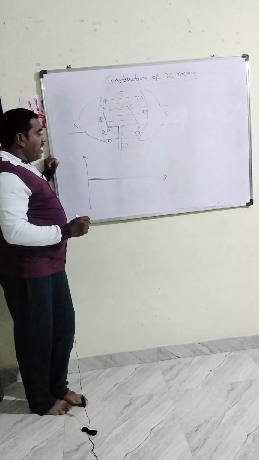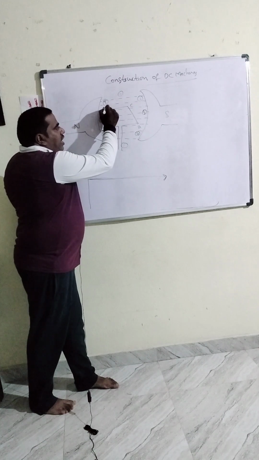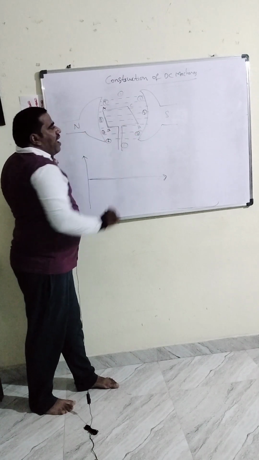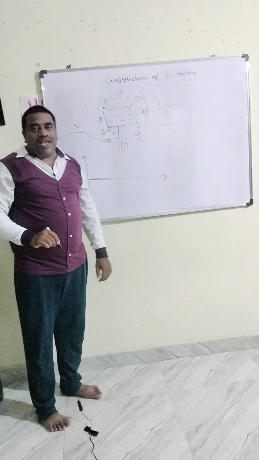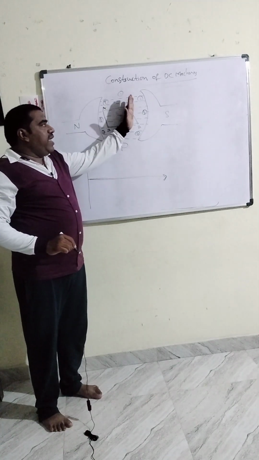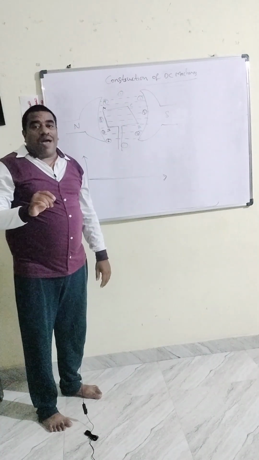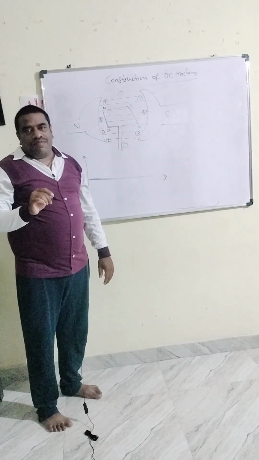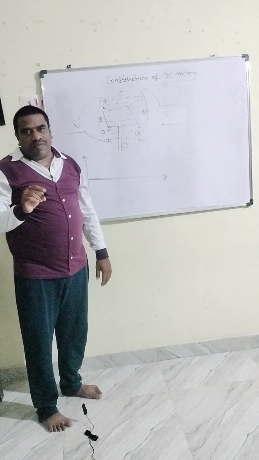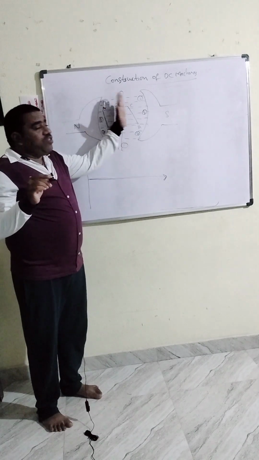I am going to take the diagram. First, I will take position number 1 here. Let us consider that the AB and CD coils are at position number 1. If we observe, the AB and CD coils at position number 1 will be parallel to the plane, perpendicular to the magnetic flux.